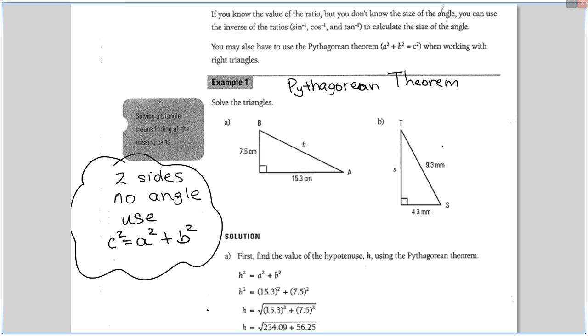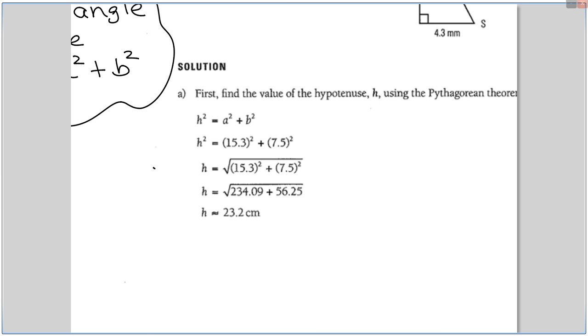For the Pythagorean theorem, you only have two choices. Is it solving for a long side or is it solving for a short side? Do you guys remember that? Everybody knows that the hypotenuse is the long side and the other two legs are the short sides. So for part A, what are they asking us to solve for? Long or short? Long. And in part B, long or short? Short.